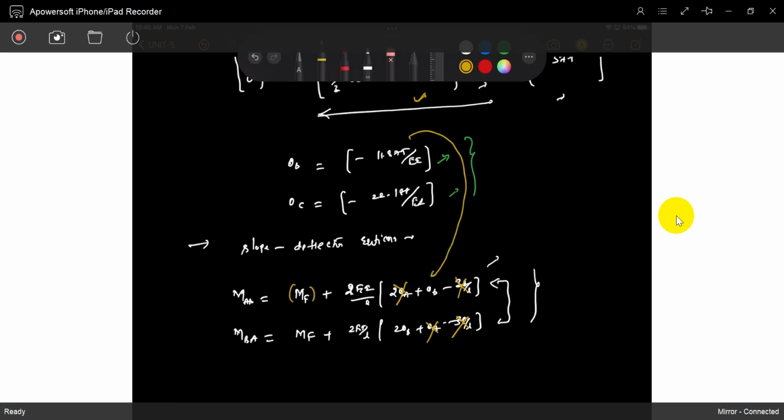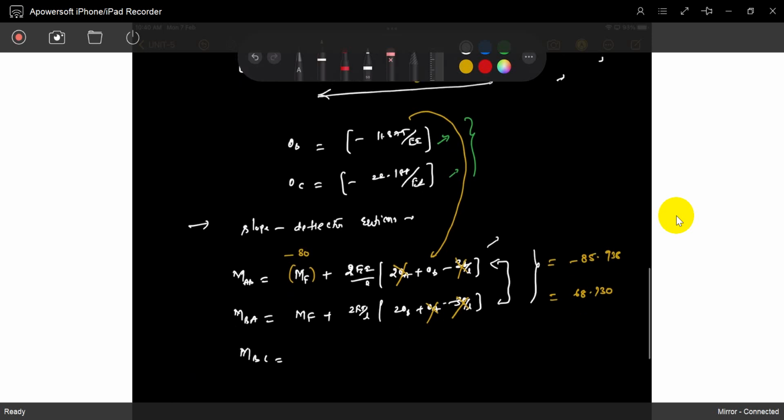Fixed end moment is what? Minus 80. You place minus 80, you will get minus 85.938. EI cancels directly. This is 80, you will get 5. MBA also you will get 68.130. Once you get MBA, MBC also is the same thing. MB also you will get the same thing.